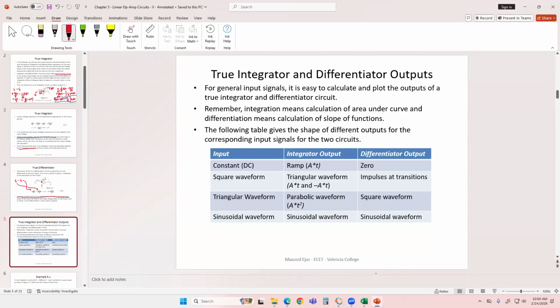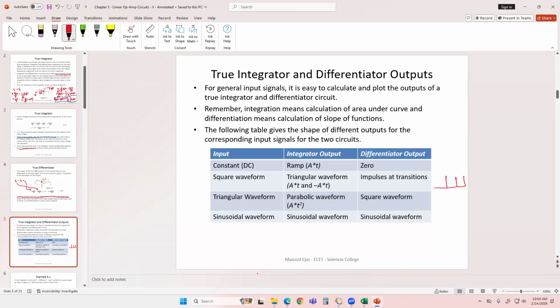So if this is passed through a differentiator, then you're going to get basically 0, impulse, something like that. So 0 and then impulse, 0, impulse. Anytime you have the transition, you're going to get impulse.